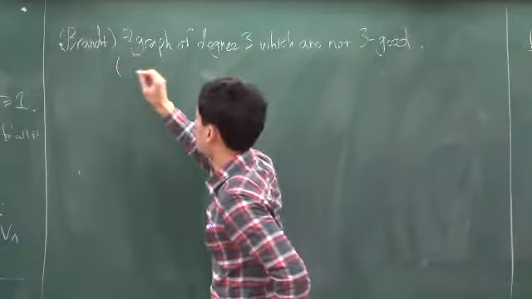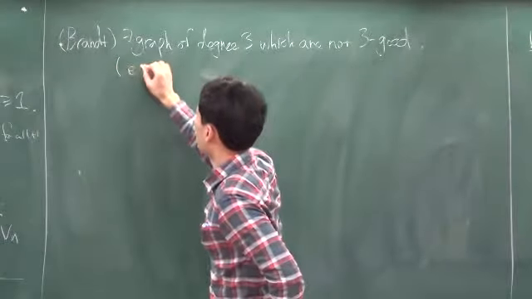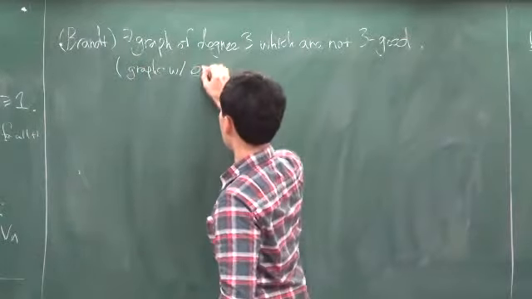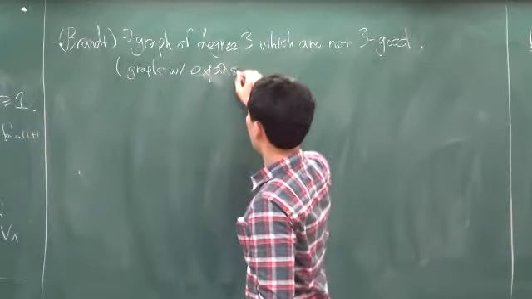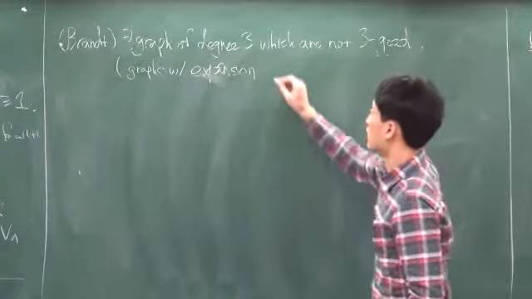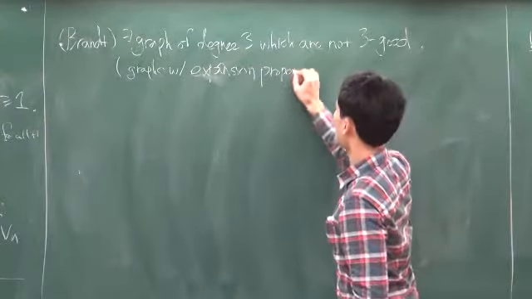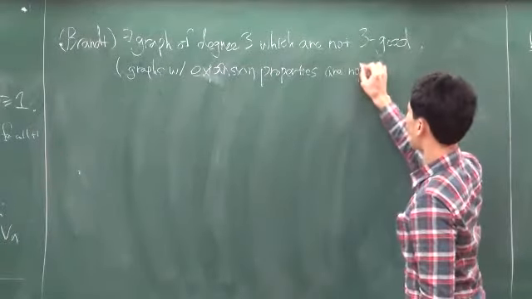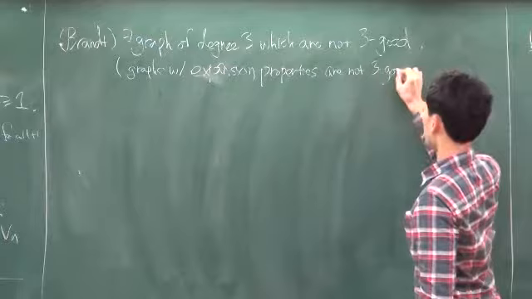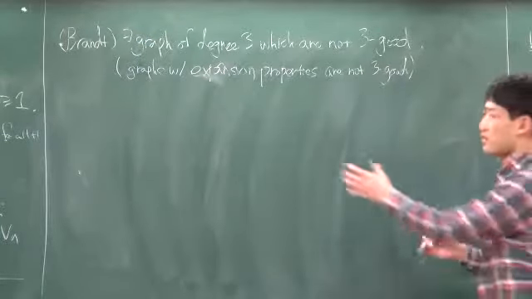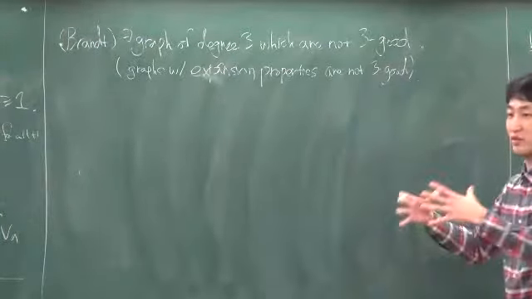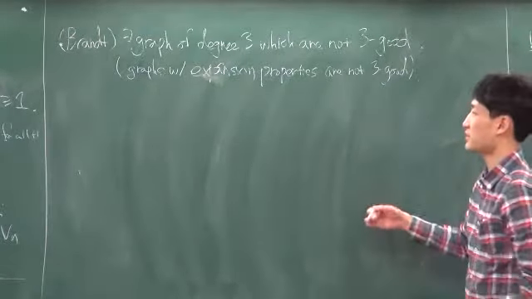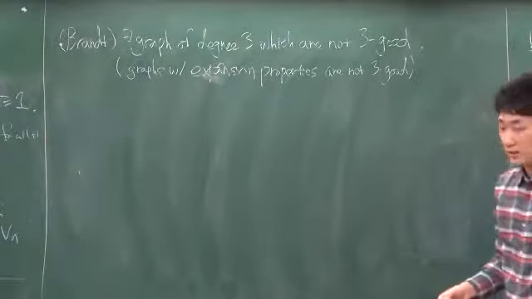Instead, if you look at the proof, it actually proves that graphs with expansion property are not 3 good, or even S good. It's about the expansion property, so you can just take a generic 3 regular graph, a random 3 regular graph, and it will have the expansion property. So it's not good.